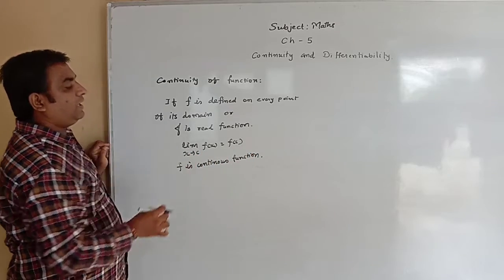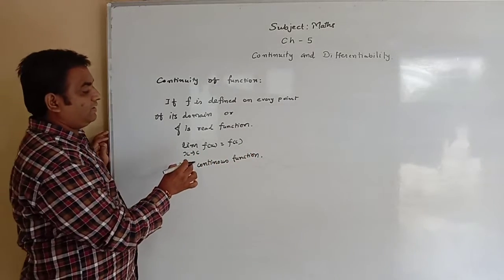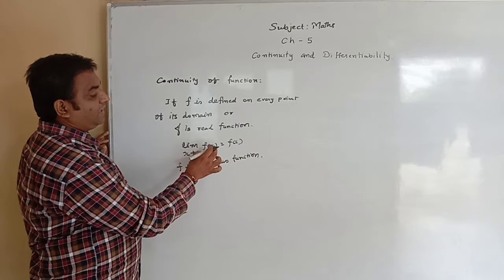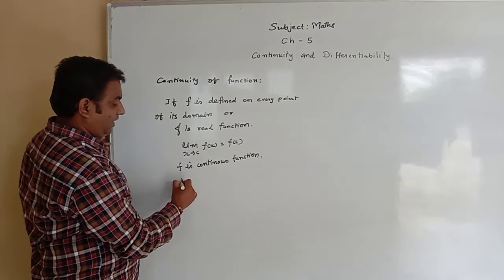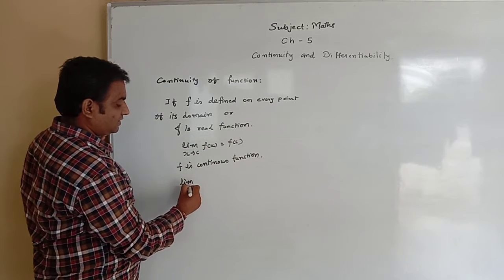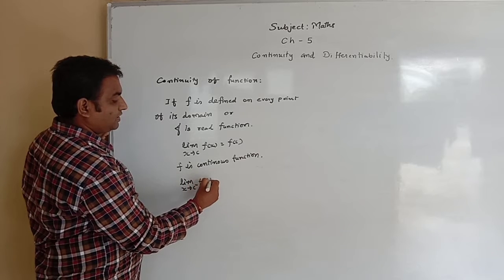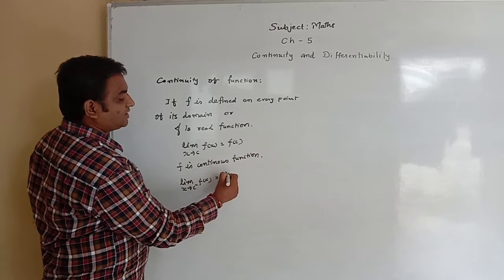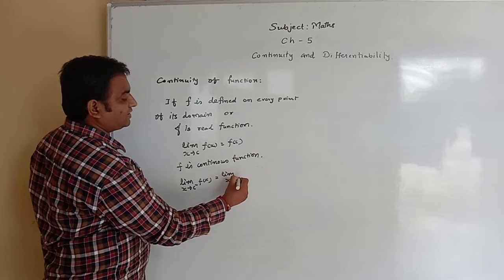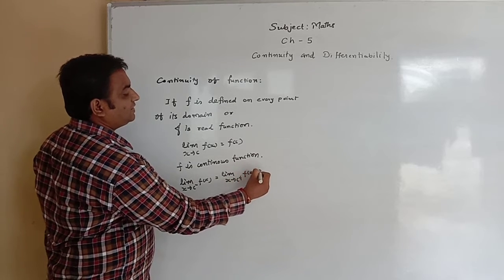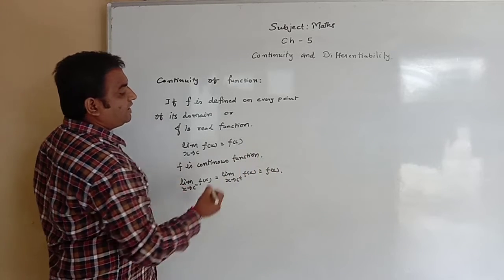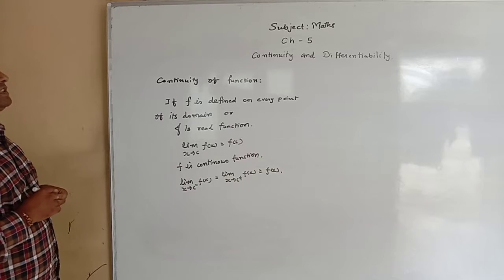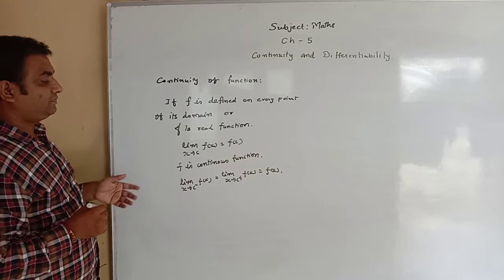Now we know that a limit is defined when the left hand and right hand limits are equal. That means the limit as x tends to c minus of f(x), the left limit, and the limit as x tends to c plus of f(x), the right limit, are equal to f(c). Then we can say that f is a continuous function.